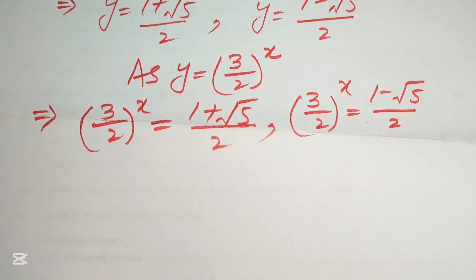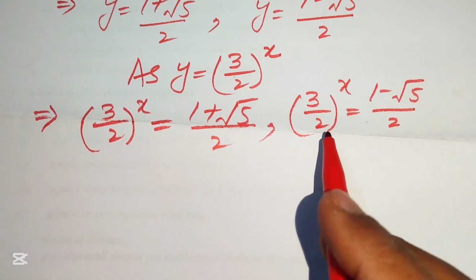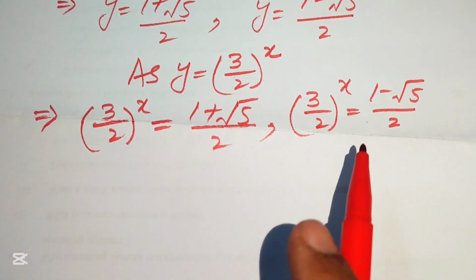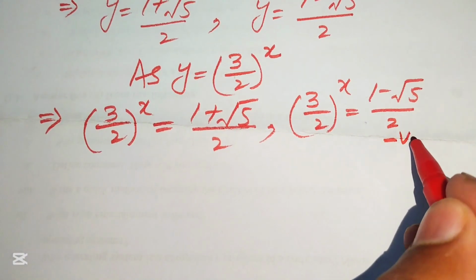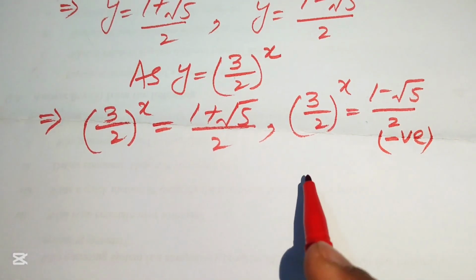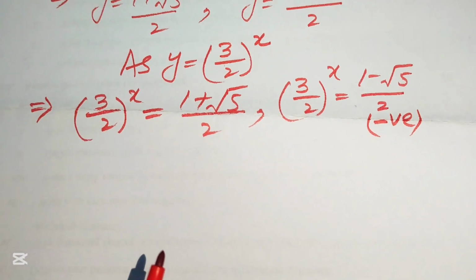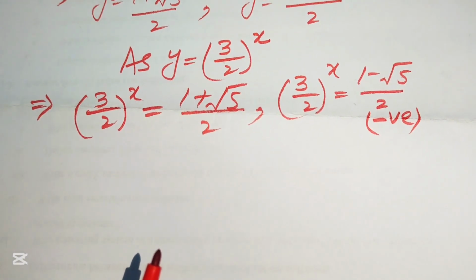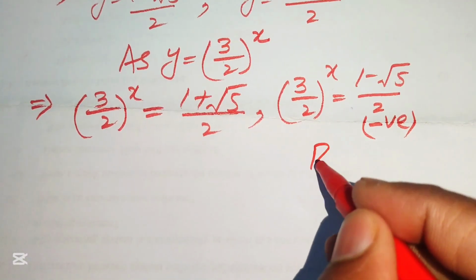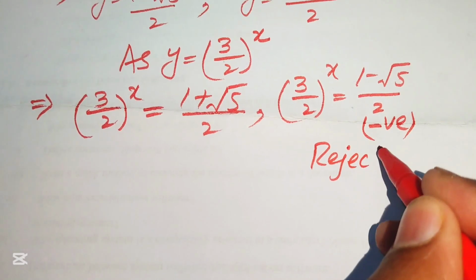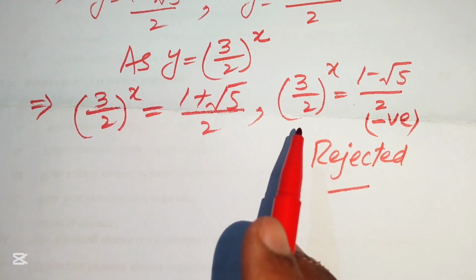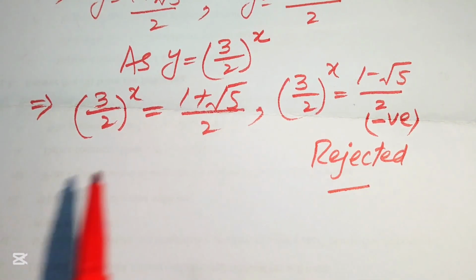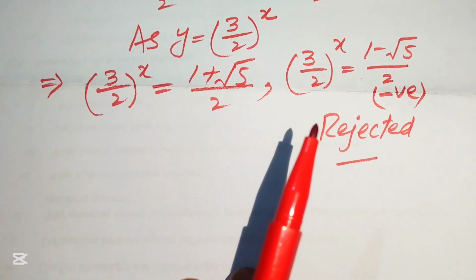Okay, so after this step, if you focus on this term, in the left hand side we have an exponential function, but in the right hand side we have a negative value. You know that this expression gives us the negative value. But this is an exponential function, and you know that an exponential function cannot give us a negative value, so this is rejected. We cannot proceed with this case because it is not possible, because every exponential function is always positive. It cannot give us a negative value, so we reject this case and we will just proceed with this case only.